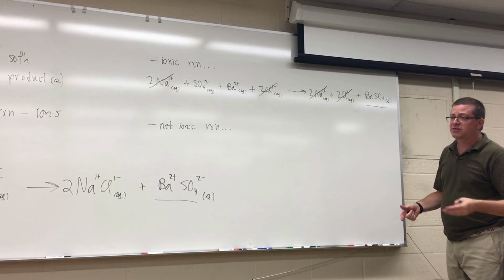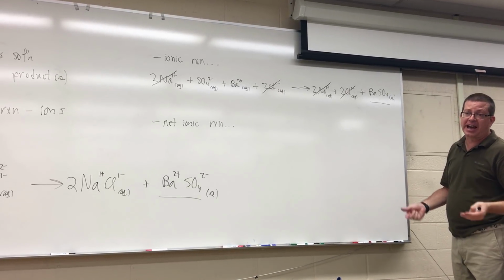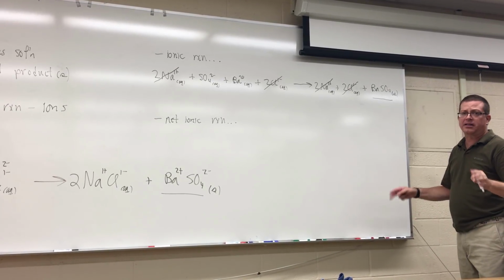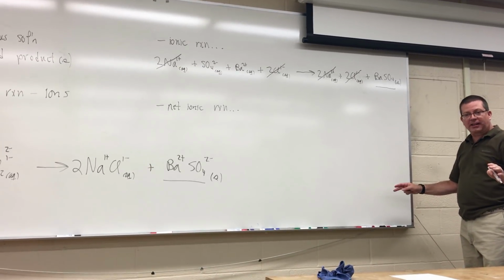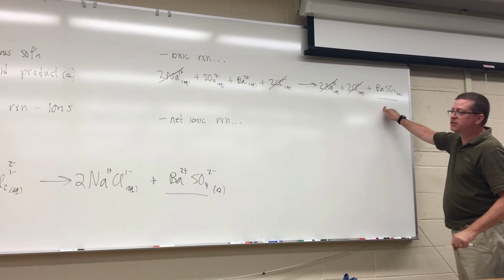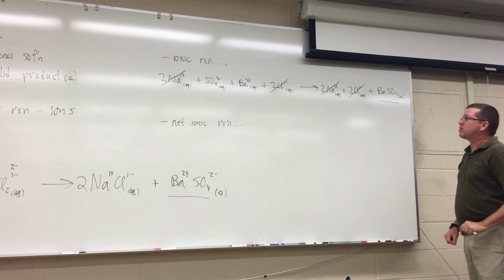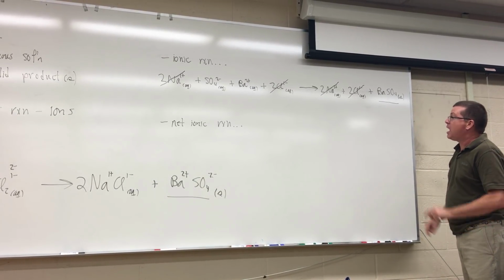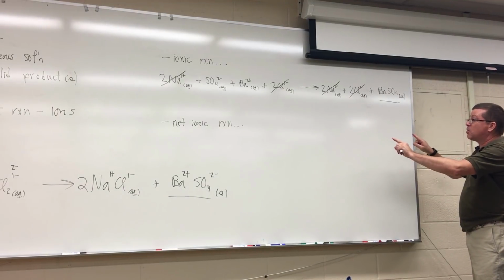We call them that because they're really not taking part in any way in the actual reaction. They're just kind of spectating or watching. Okay? So we can eliminate them. They don't actually take part in the formation of the solid. So now for the net ionic reaction equation, I'm just going to write down what's left over that I didn't cross out.